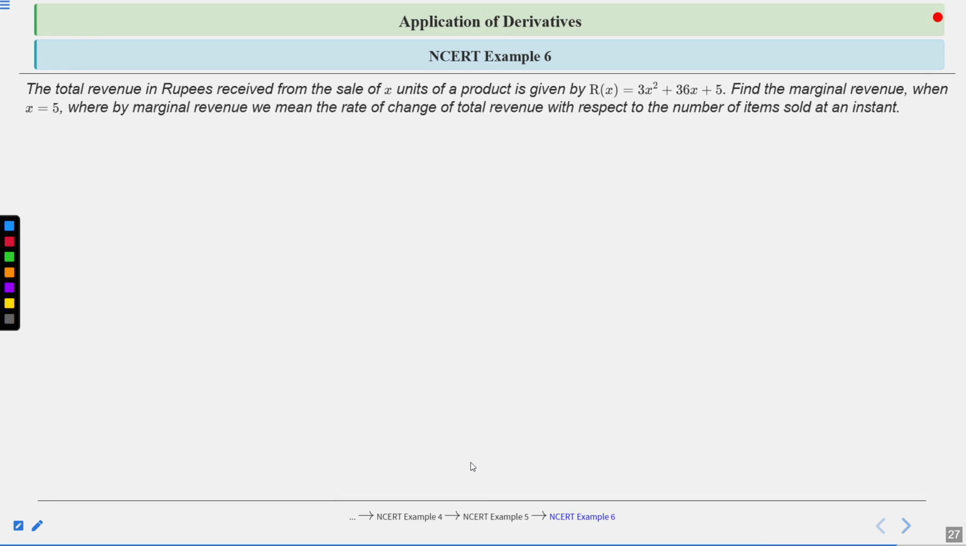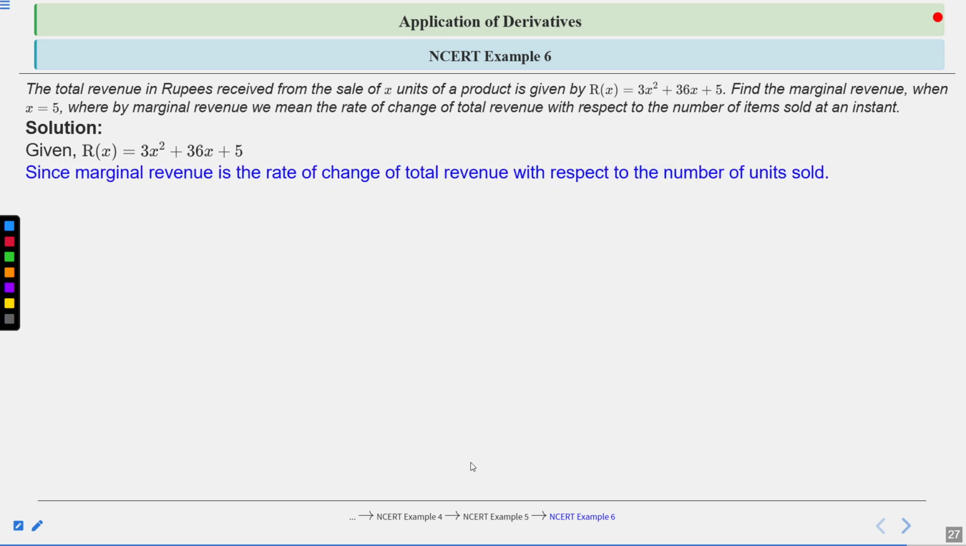The total revenue in rupees received from the sale of x units of a product is given by R(x) = 3x² + 36x + 5. We need to find the marginal revenue when x is equal to 5, where by marginal revenue we mean the rate of change of total revenue with respect to the number of items sold at an instant. So let us see the solution part. Given R(x) = 3x² + 36x + 5. Since marginal revenue is the rate of change of total revenue with respect to the number of units sold, we need to find the marginal revenue, which is dR/dx at x equal to 5.